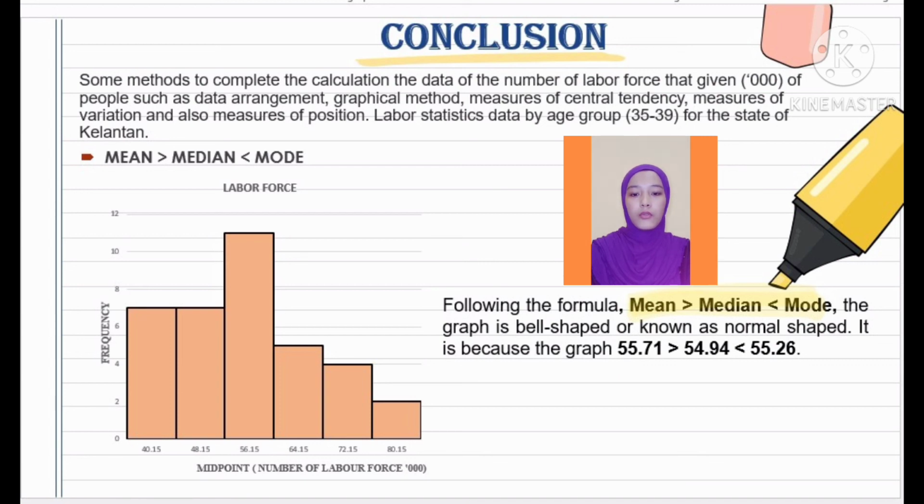mean is 55.26 or 55,260 people. For variation measure, we use range 47.9 or 47,900 of labor force. The quartile method is used to calculate the interquartile range, 17.02, for measurement of position.